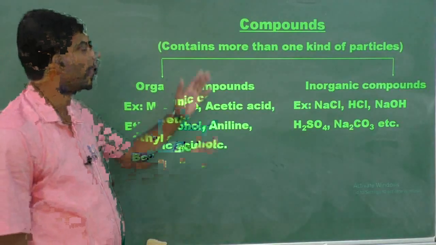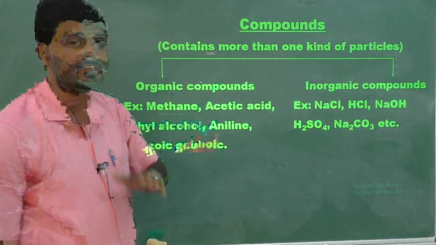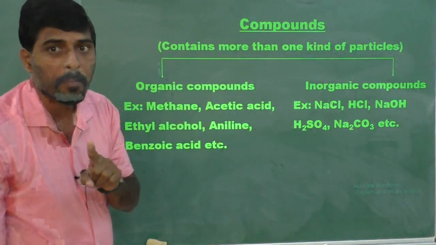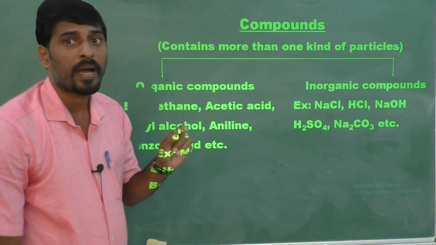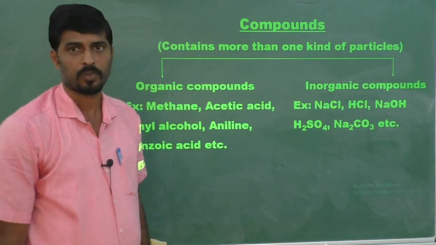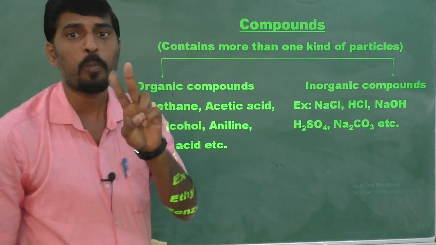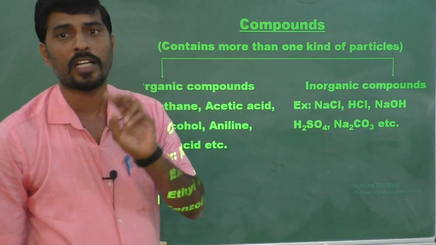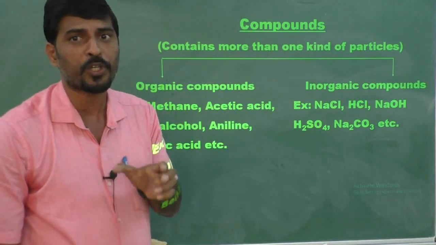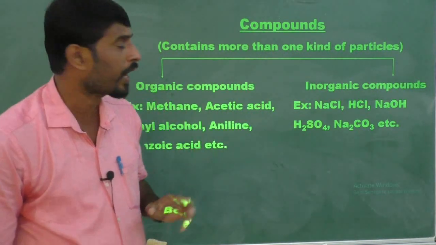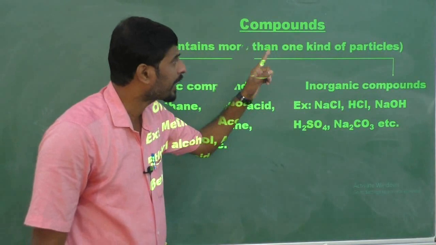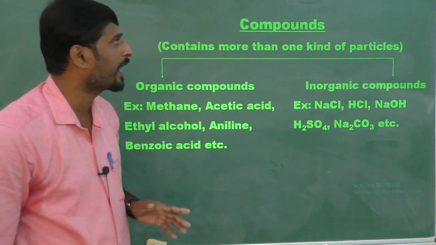Next, we will move on to compounds. Compounds are pure substances which contain more than one kind of particles. Please remember, these are formed in a fixed ratio. For example, water is a compound. Water is formed from two particles, hydrogen and oxygen, in the ratio 1:8. These compounds are formed in fixed proportions. So, compounds are pure substances which contain more than one kind of particles.